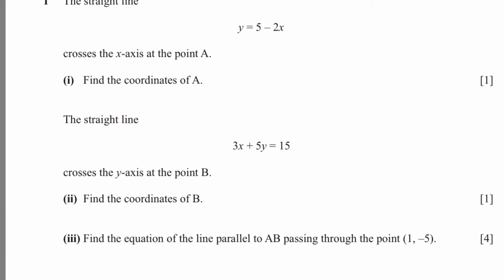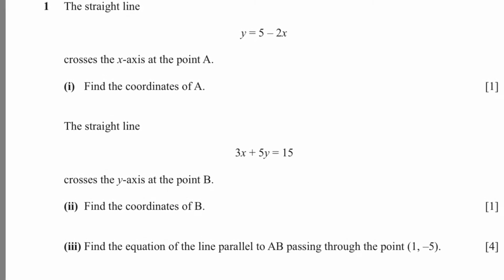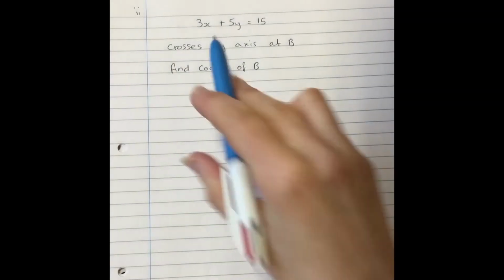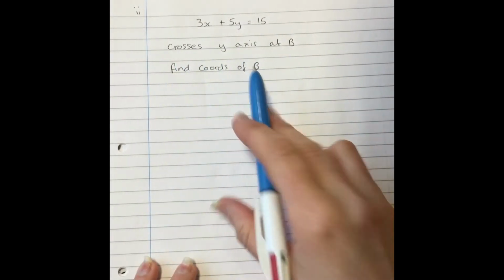The next part of the question talks about the line 3x plus 5y equals 15. It crosses the y-axis at the point B. We have to find the coordinates of B. 3x plus 5y equals 15. It crosses the y-axis at B. Find the coordinates of B.